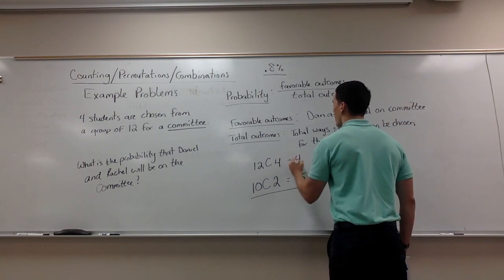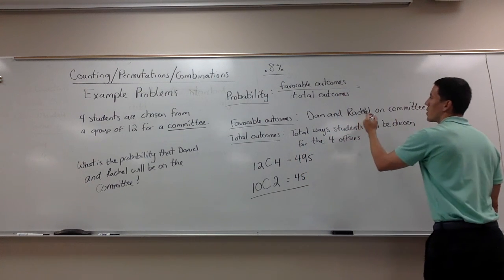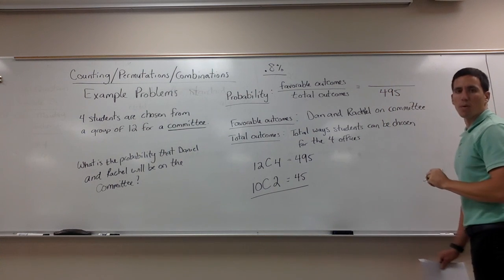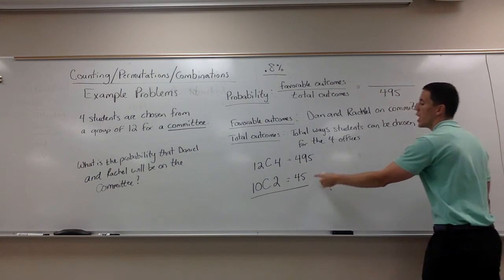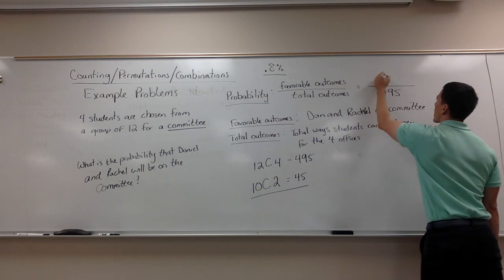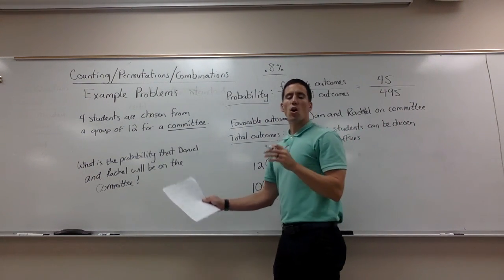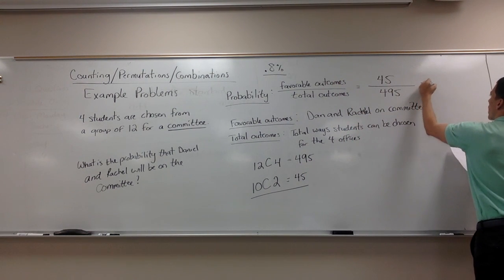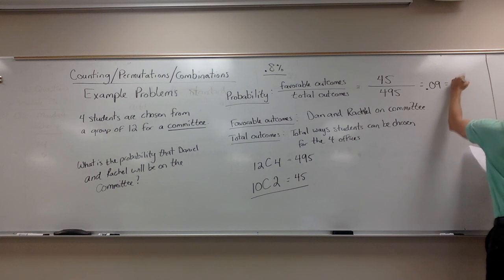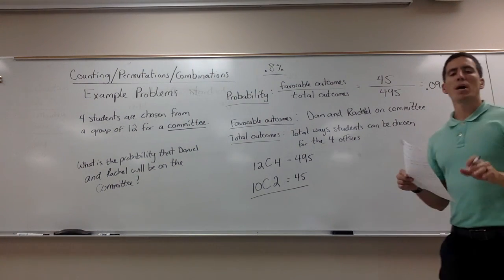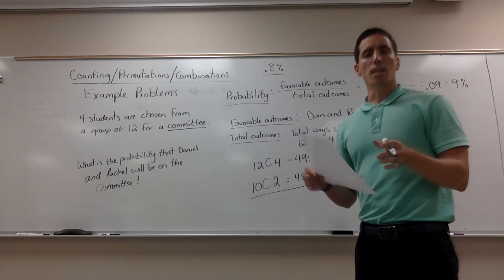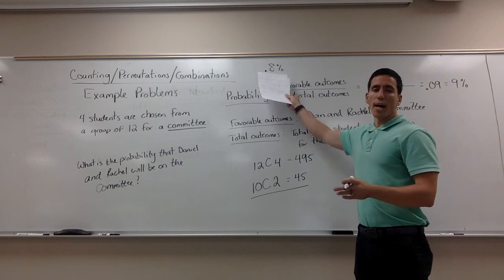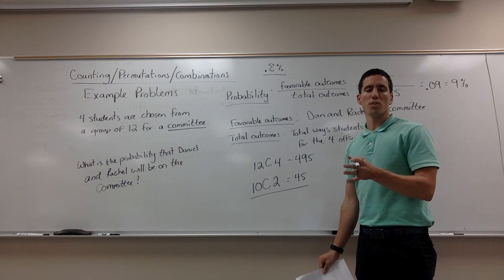This is actually 495. So going to our probability, 495 total possibilities for the committee, and 45 of those 495 are cases where Daniel and Rachel are on that committee. If you do this division, you will find that this is 0.09 or 9%. So there is a much, much higher likelihood that Daniel and Rachel will be on the committee than Daniel and Rachel would occupy the specific roles of vice president or president.